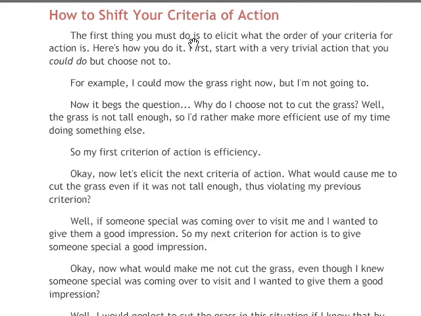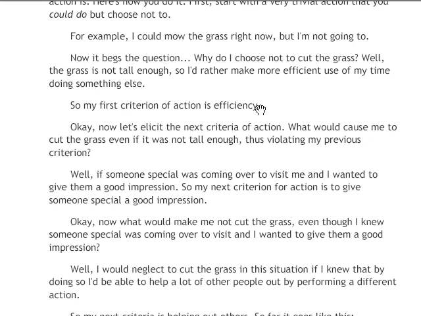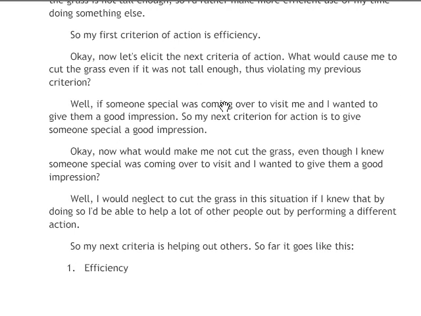The first thing you must do is to elicit what the order of your criteria for action is. So I just come right out and say it. Now it's time to flesh out what that means and how to do it. Okay, so here's how you do it. First, start with a very trivial action that you could do, but choose not to. For example, I could mow the grass right now, but I'm not going to. Now it begs the question, why do I choose not to mow the grass? Well, the grass is not tall enough, so I'd rather make more efficient use of my time doing something else. So my first criterion of action is efficiency.